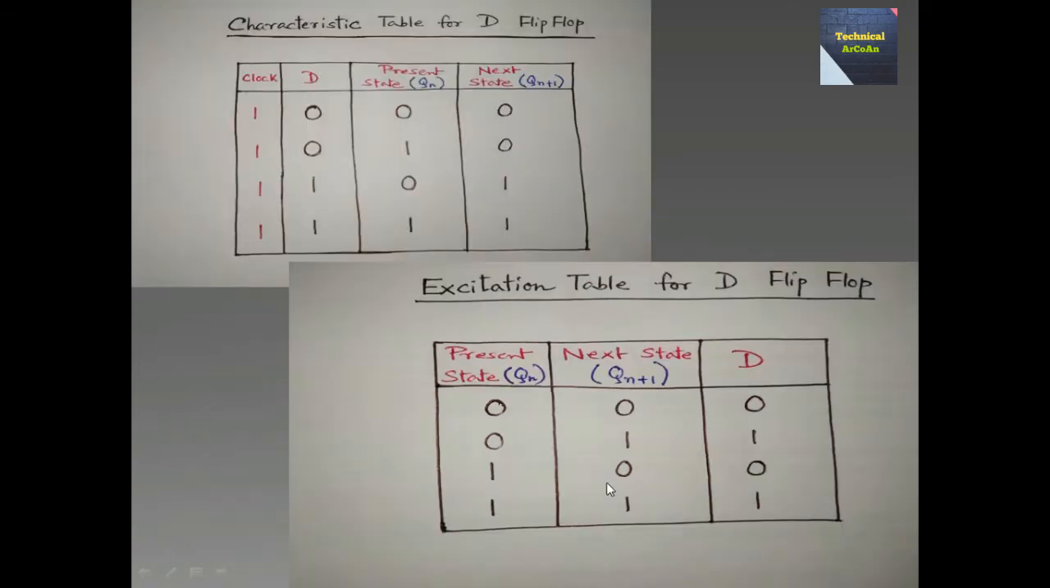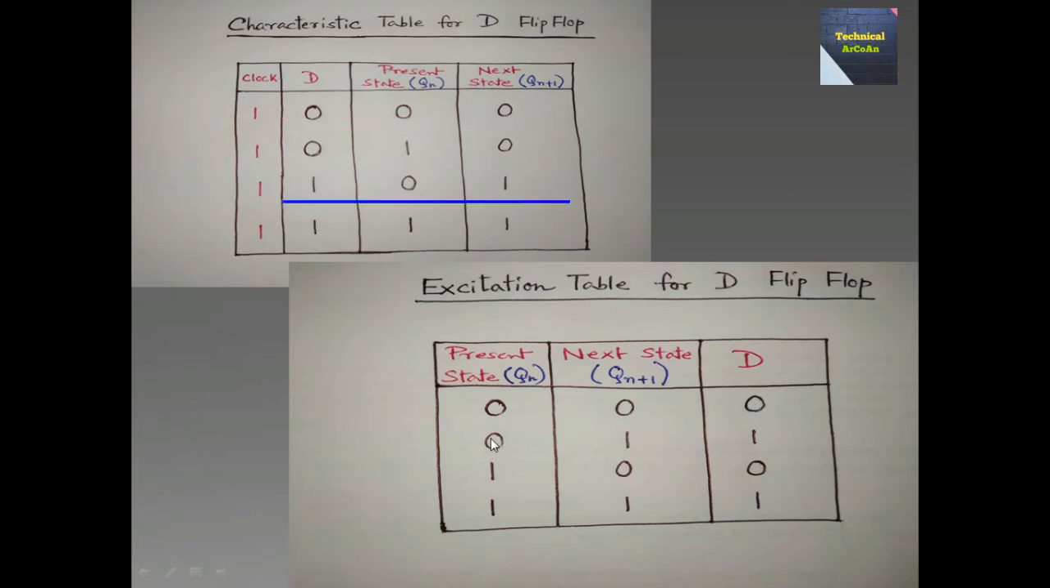Now this is an excitation table which I got from this characteristic table for D flip-flop. There are 4 combinations of present state and next state: 0 0, 0 1, 1 0 and 1 1, and according to that we find the D value. When present state is 0 and next state is 0, so this is the combination 0 and 0, what is the D value? Also 0, and that is why D is 0.